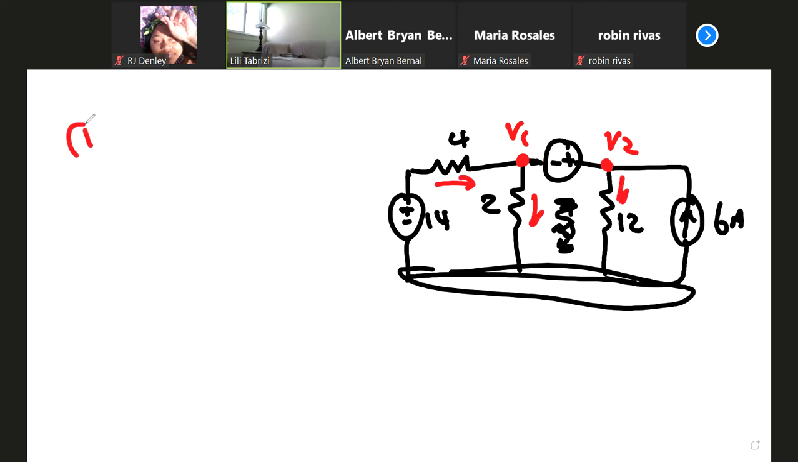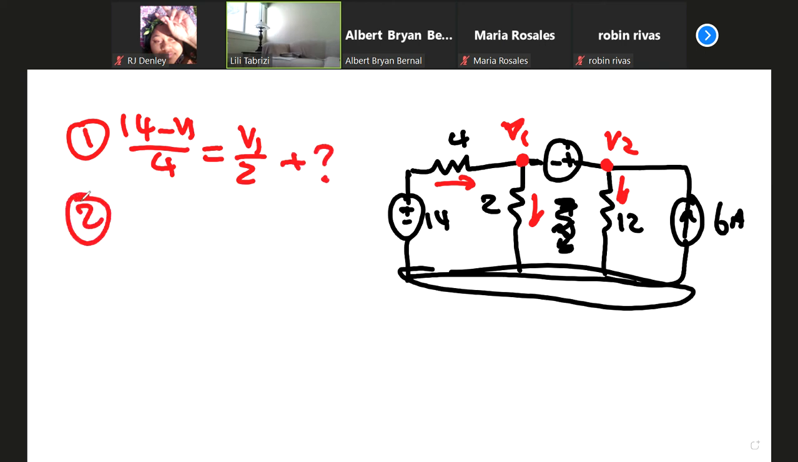Okay, 2 KCL. What is KCL 1? Node 1. 14 minus V1 over 4. Okay, this is the equation. KCL is equal to what? It's equal to I1. There is no I. This is 0 over 2. What about KCL for node 2? The 6 amp is 10, then 12 amp. V2 over 12 is leaving.